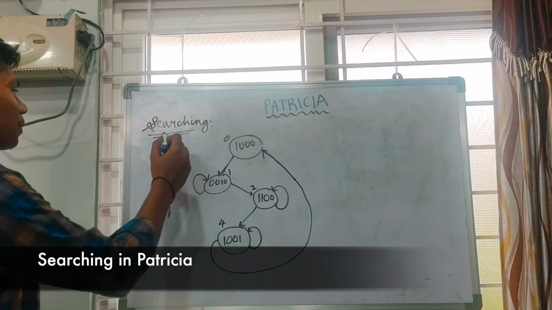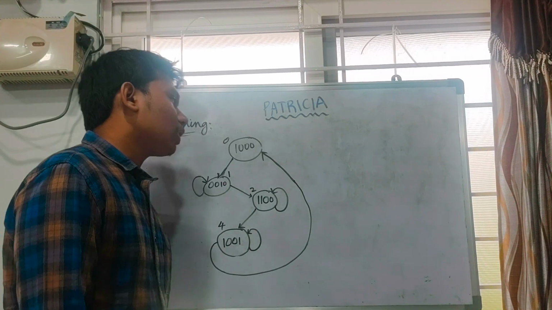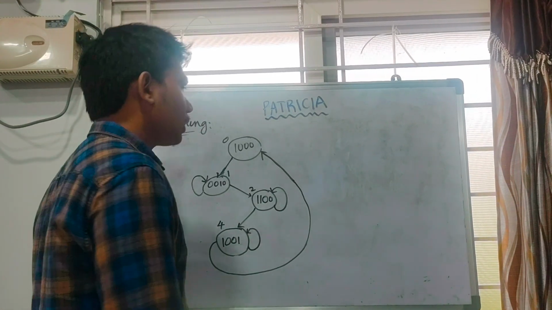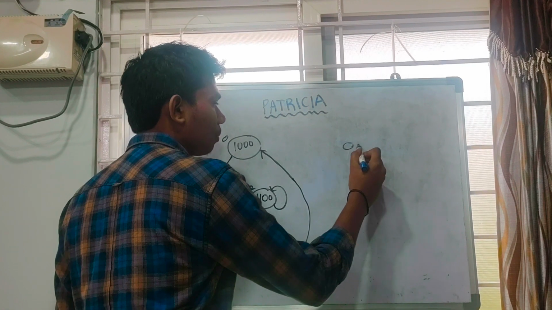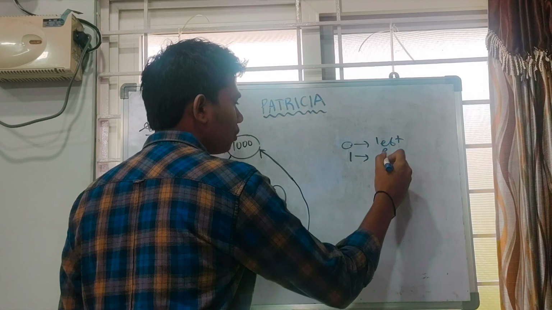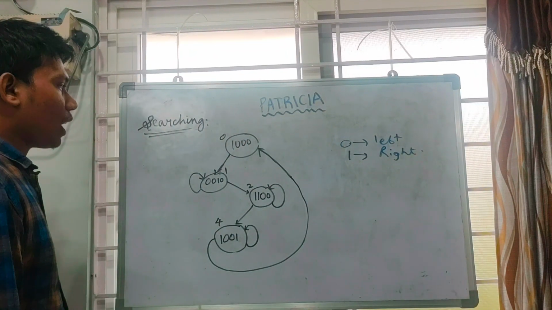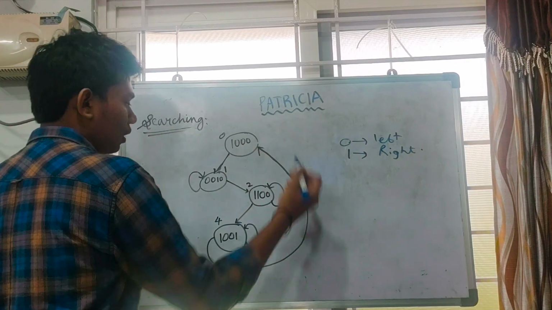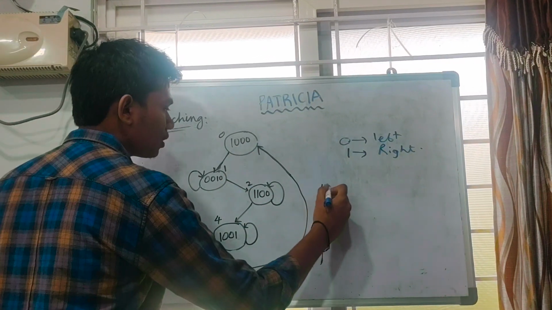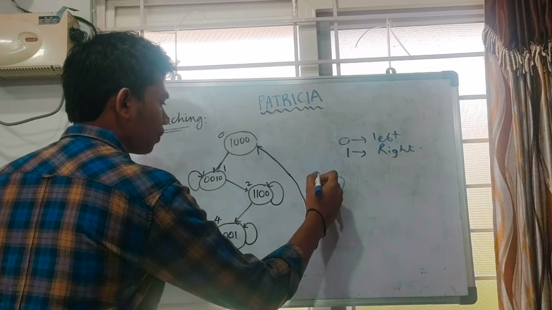Now I am going to discuss the searching operation in PATRICIA. While we are performing searching on the PATRICIA, we have to remember two important things. That is, if we encounter a 0 bit, we have to move left, and if we encounter a 1 bit, then we have to move right. So first we have to start our comparison with the root node. Let us search for the element 1001. Let us assign bit numbers to this.